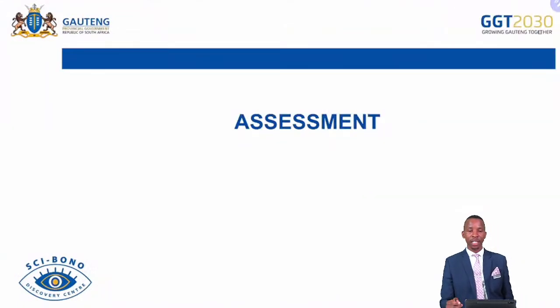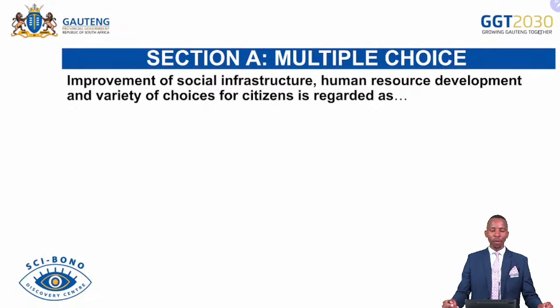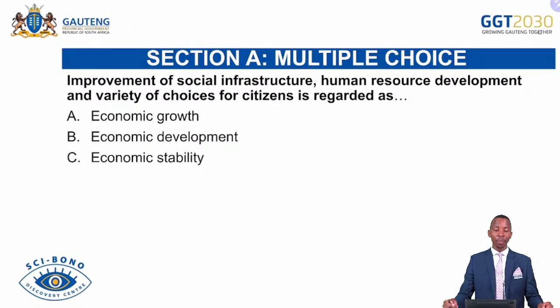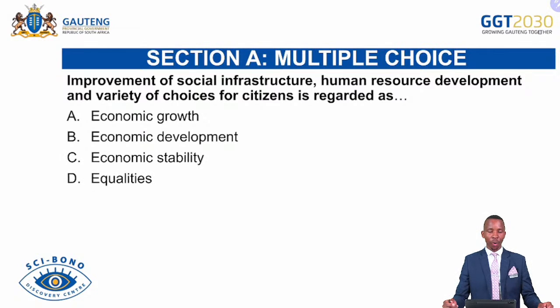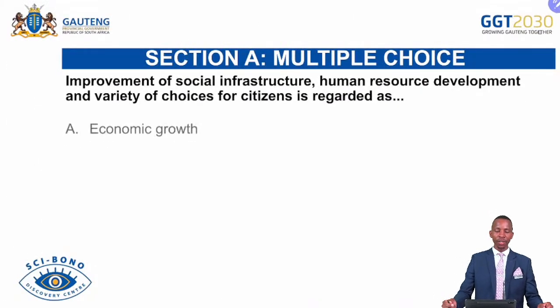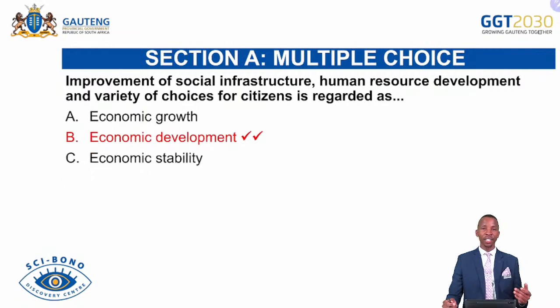And then this is the assessment. Section A, which is the multiple choice. Improvement of social infrastructure, human resource development, and variety of choices for citizens is regarded as, then these are options: economic growth, economic development, economic stability, and equalities. Let's look at the answer in here. And our answer is economic development, because this is improvement of social welfare, including infrastructure, etc.